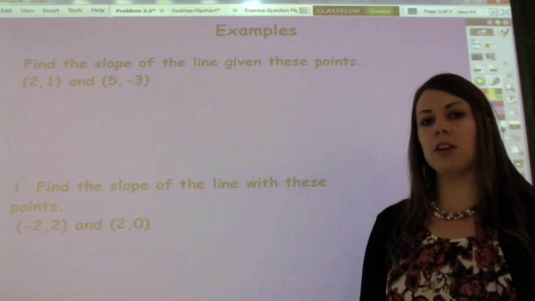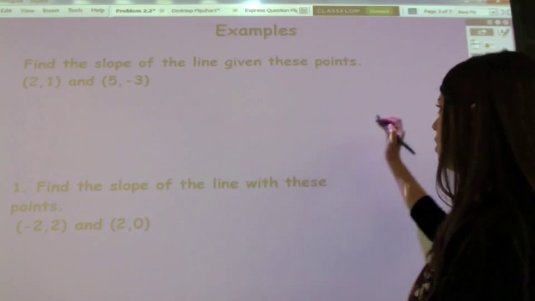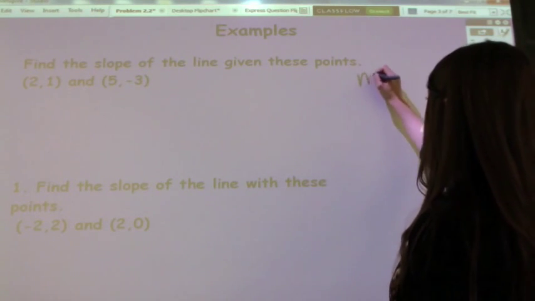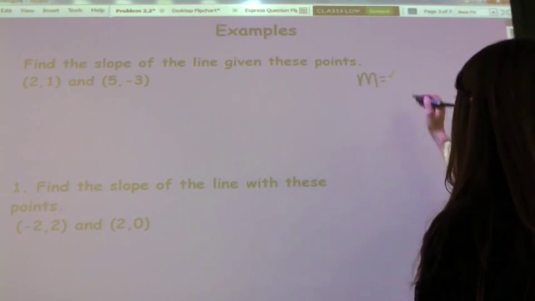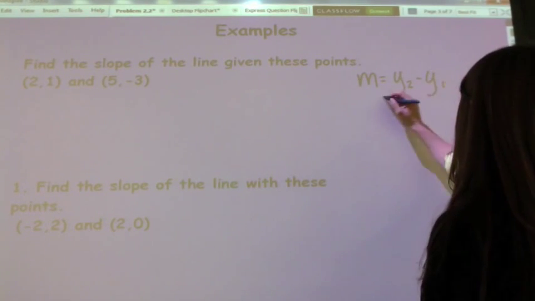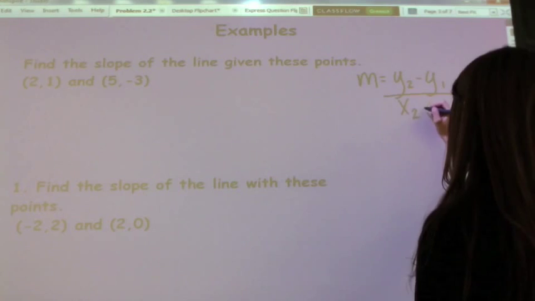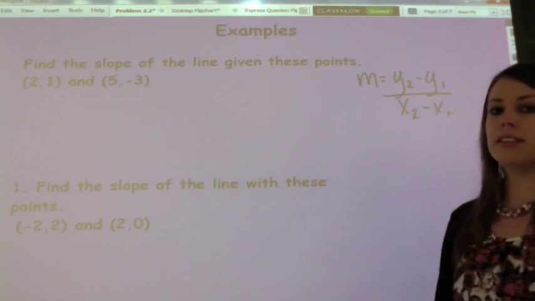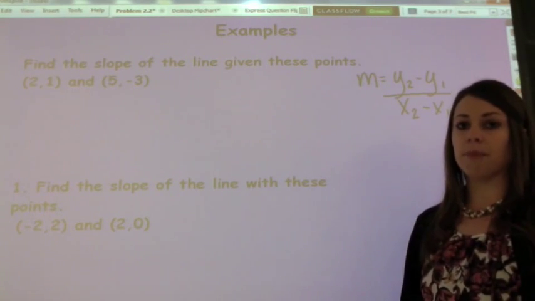So you need to know the equation, and the equation for finding the slope of any line given 2 points is y2 minus y1 over x2 minus x1. So that's the equation that we're going to be using today.